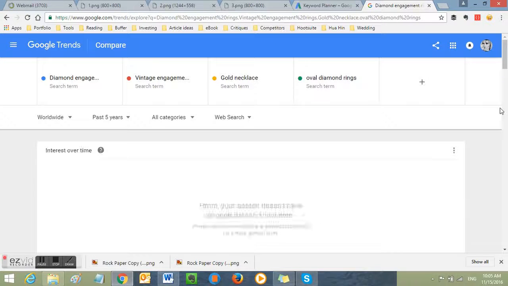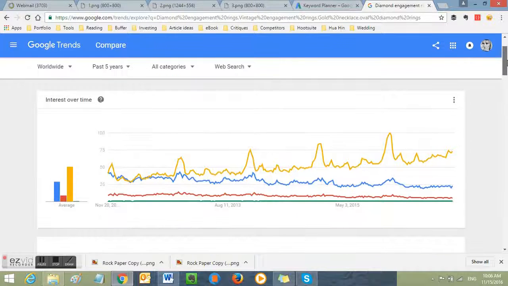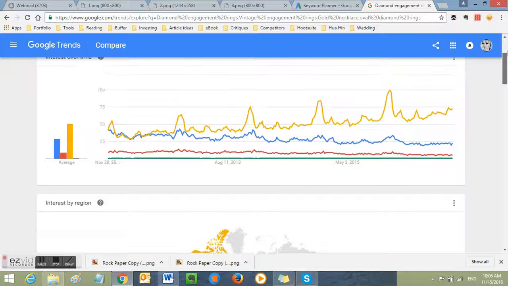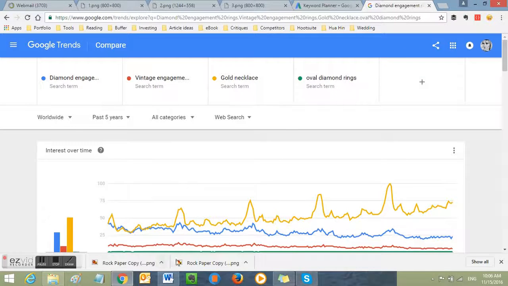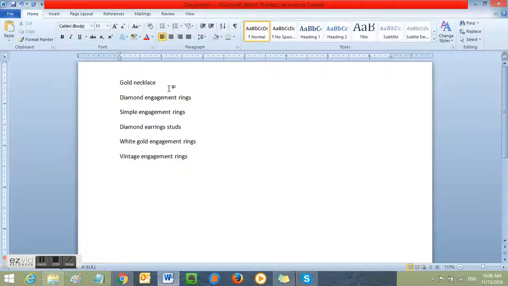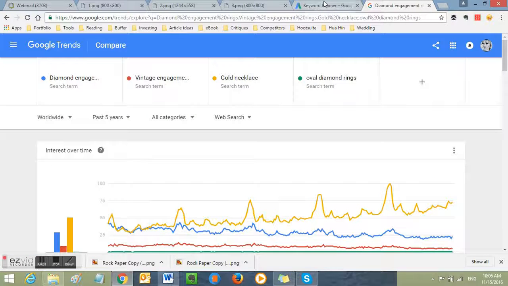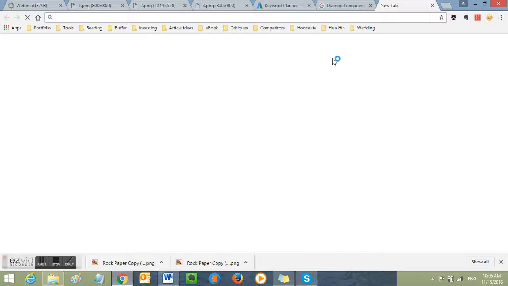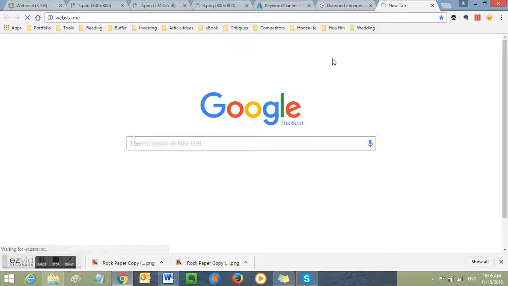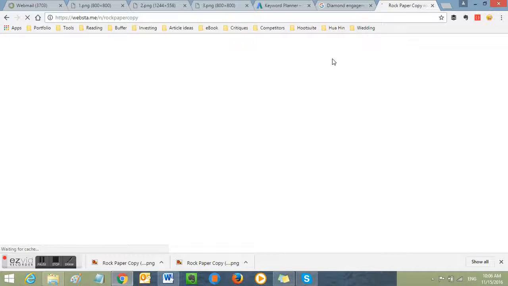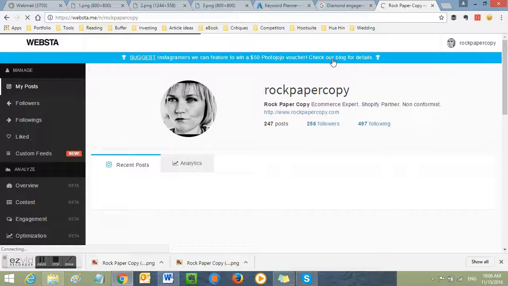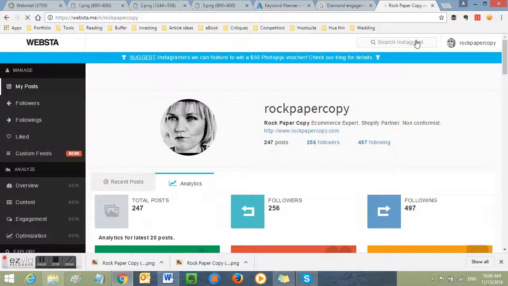The next step of our search is we go to webster.me, and this is a website that researches hashtags, especially for Instagram. Although it won't give us related keywords like the tool we're going to visit in a moment, it will give us the idea of how many times each hashtag is being used on Instagram, which means how many people use it and how popular it is. First of all, gold necklace.